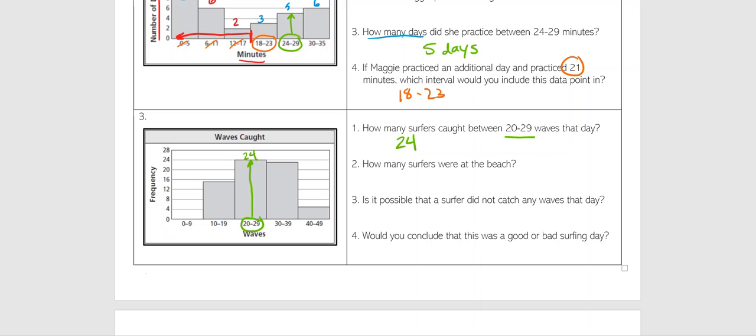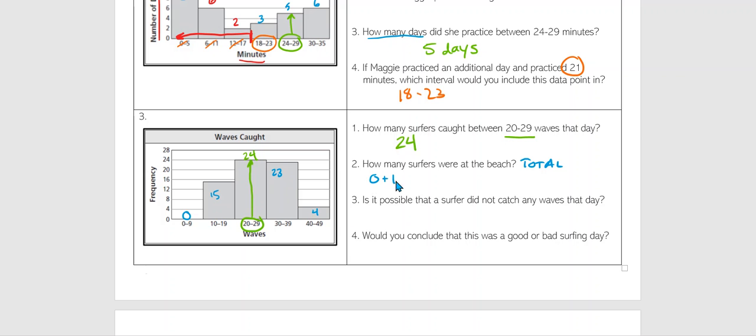Next, we want to know how many surfers were at the beach. So this, we're looking for a total. So we're going to have to add up all the surfers from each interval. So this first one is 0. This one we'll say is about 15. We already know that this is 24. We'll say that this is about 23. And this one right here is 4. So I'm going to add all those up.